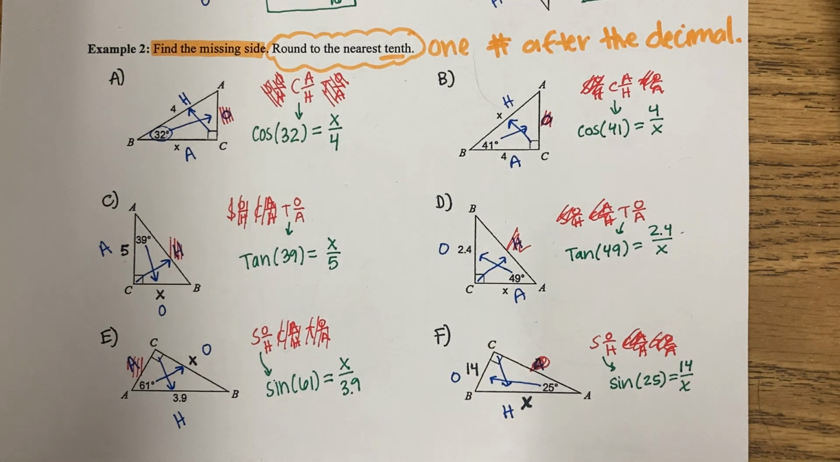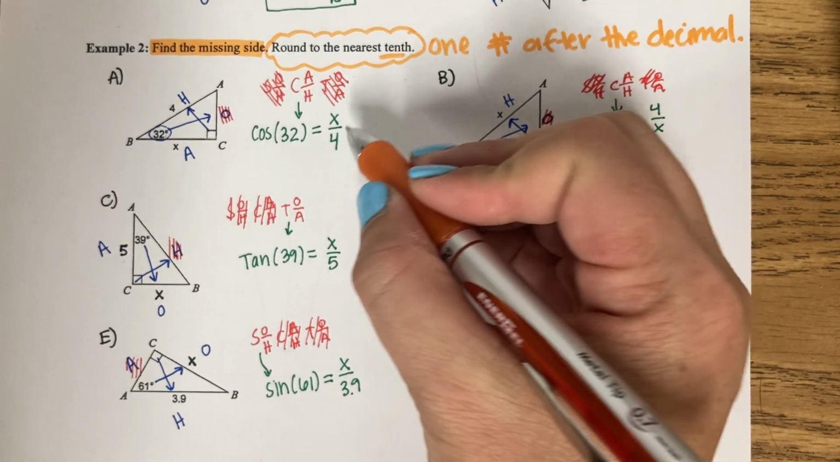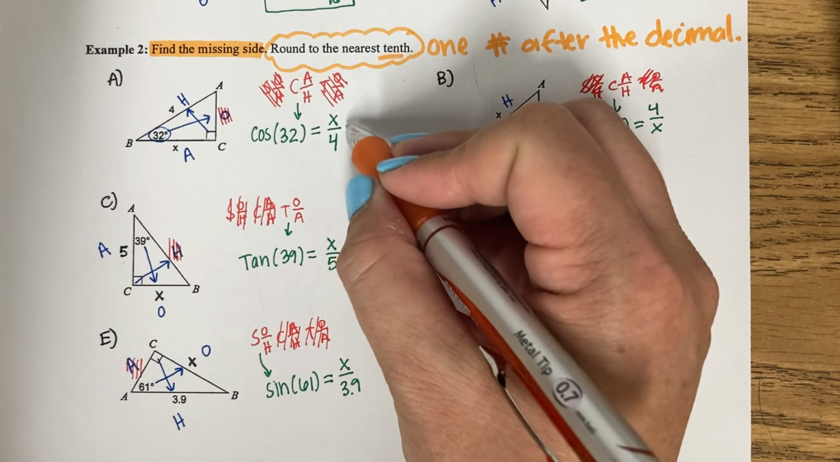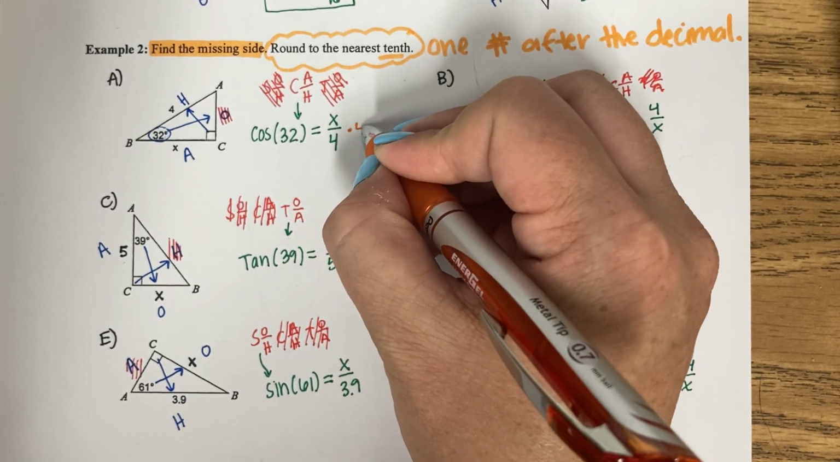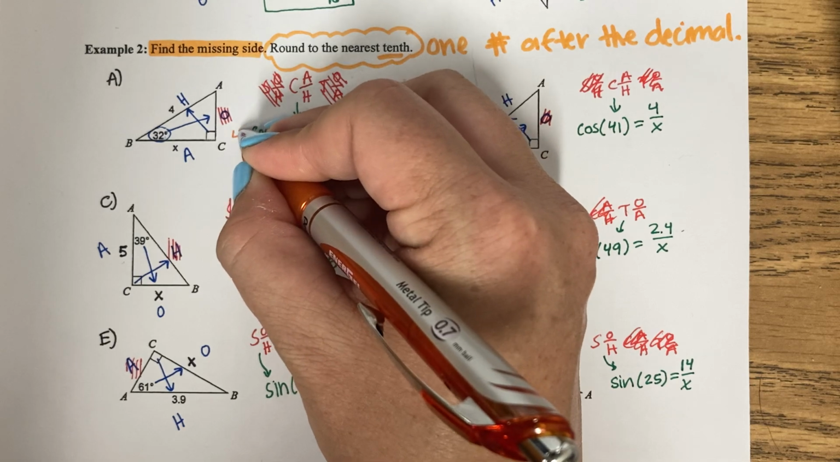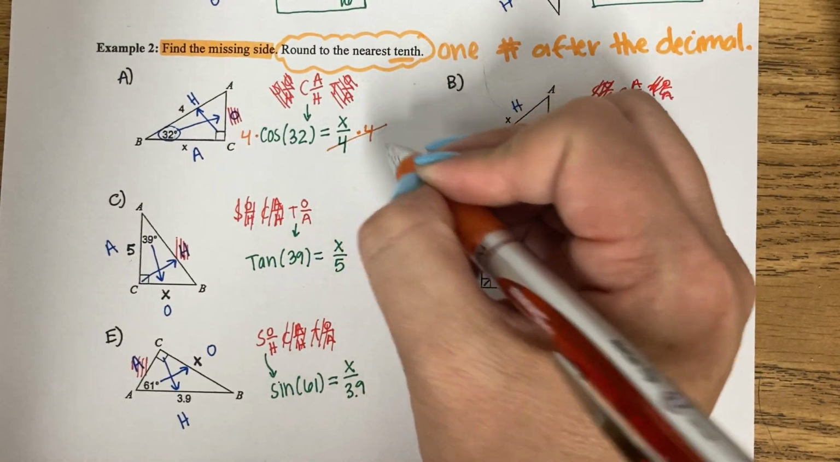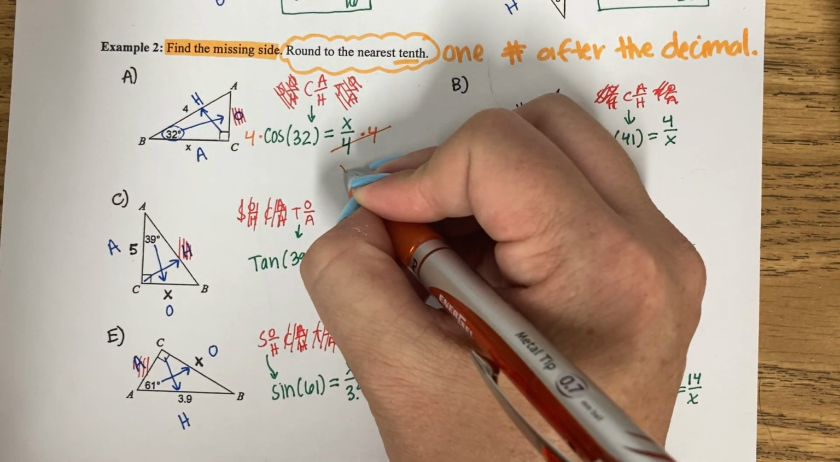Now, I'm going to go through and solve for x. This is the new step. If I want x alone and 4 is in the denominator, I'm just going to multiply by 4 on both sides, which will cancel out the 4 and leave x alone.